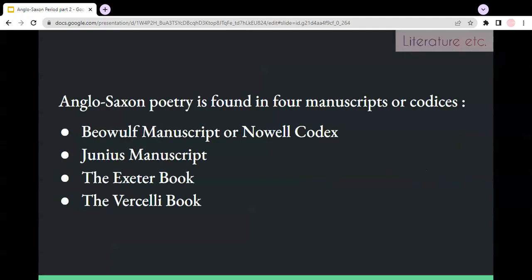Anglo-Saxon poetry is found in four major manuscripts or codices. Manuscripts are the original handwritten documents. The four major manuscripts are the Beowulf manuscript or Nowell Codex, the Junius manuscript, the Exeter Book, and the Vercelli Book. So the major works of Anglo-Saxon prose and poetry, if not all of them, then most of them, are found in these four manuscripts.